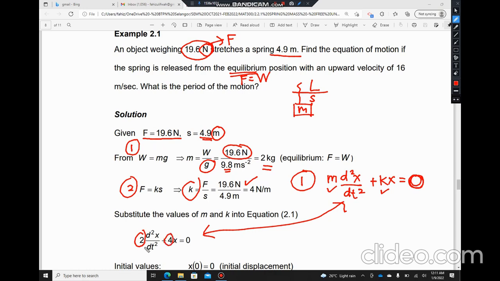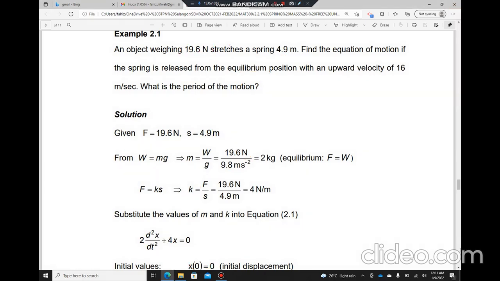So nampak dia adalah second order differential equation: M d square x dt square plus 4x equals to 0. And then kita ada dua case kat sini, dia kata initial displacement. Initial displacement dia tak ada cerita kat sini berkenaan dengan above and below, so kita boleh assume just x at 0 equals to 0. Maksudnya nilai dia 0 untuk initial displacement.